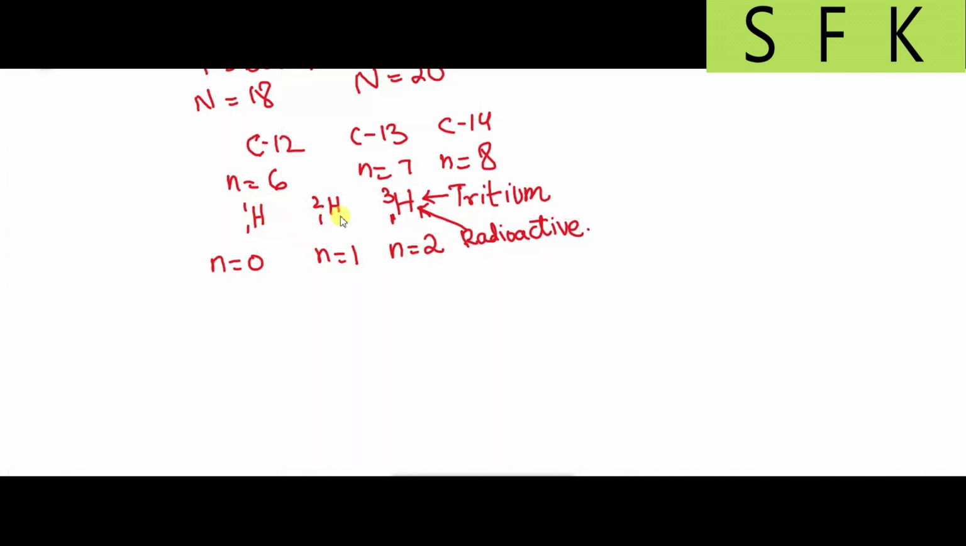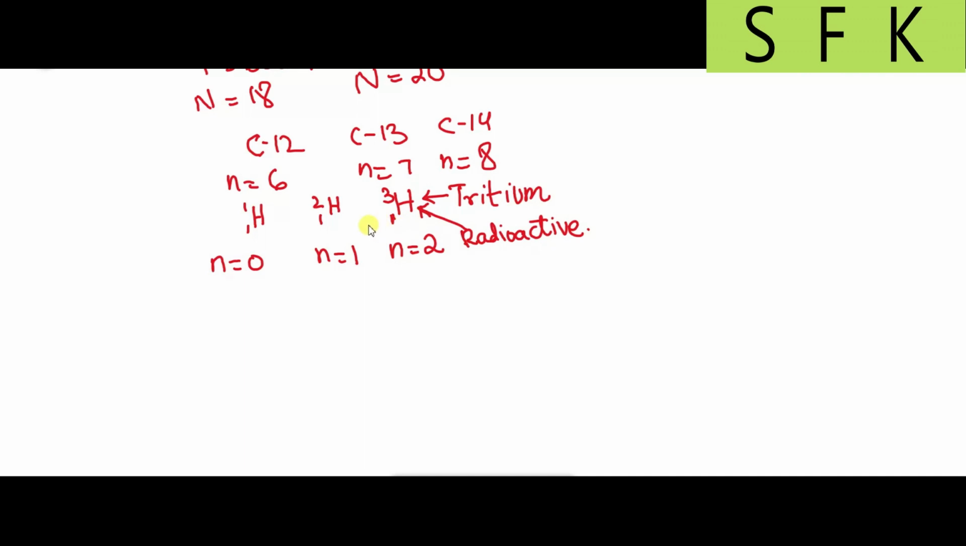Similarly, hydrogen has three isotopes: protium, deuterium, and tritium. Protium has no neutrons, so 0 neutrons. It has 1 proton and one nucleon. Its atomic mass is 1. The proton number remains the same, so 1, 1, 1. The number of neutrons changes, so 0 neutrons, 1 neutron, 2 minus 1 is 1, and 2 neutrons, 3 minus 1 is 2.